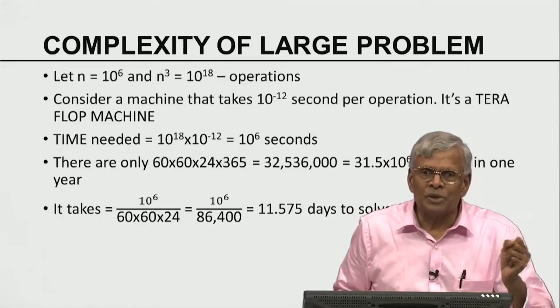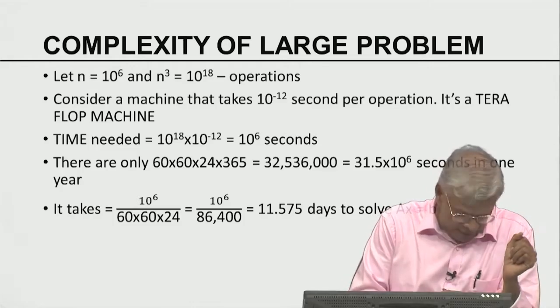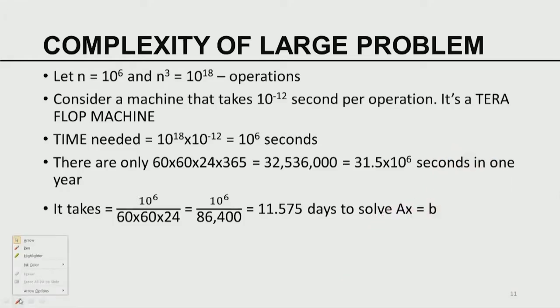Now I'm going to give you an indication of the time involved. I think this will be a very interactive exercise. Let us assume n is a million. N cube is equal to 10 to the power of 18 operations. I have to perform these operations on a machine. Let us pretend I have the best machine money can buy. So I have a machine that takes 10 to the power of minus 12 seconds per operation. Such a machine is called a teraflop machine.